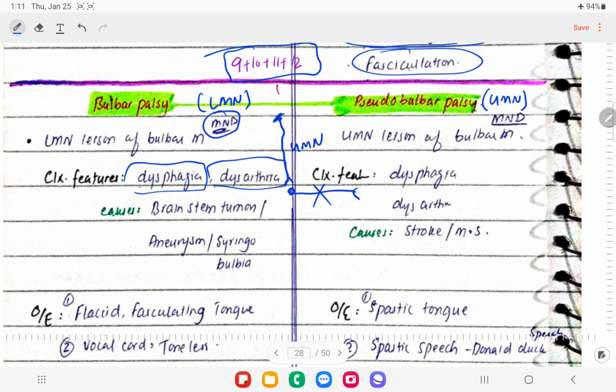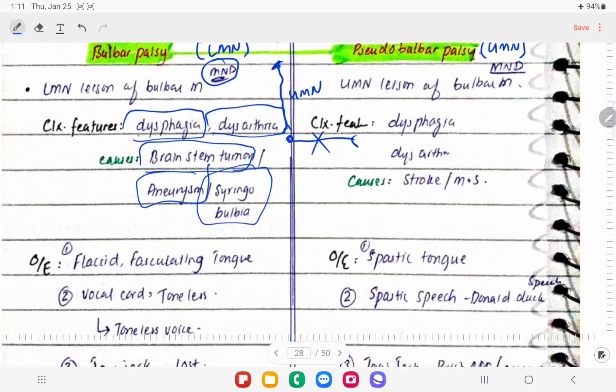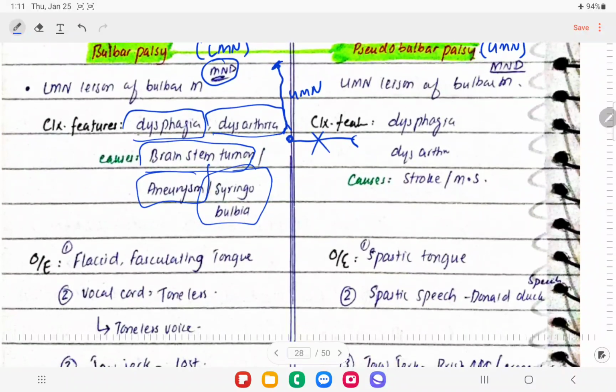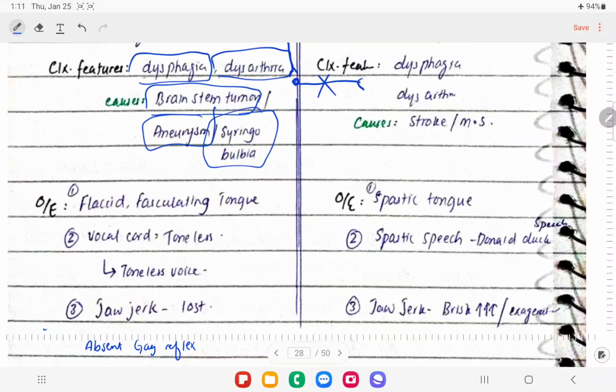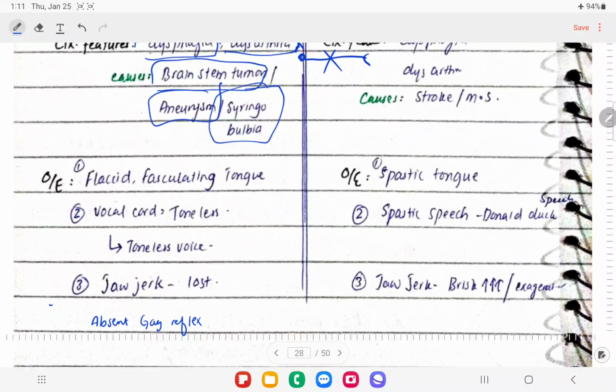So if we discuss the cause, brainstem tumors can cause that, aneurysms can cause that, there is syringobulbia that can cause that, right? So these are the causes of the bulbar palsy, right? So if we examine this patient, we can see the fasciculations in the tongue, right? Since 12th cranial nerve is involved, we're going to see the fasciculations. There will be flaccidity in that, right?